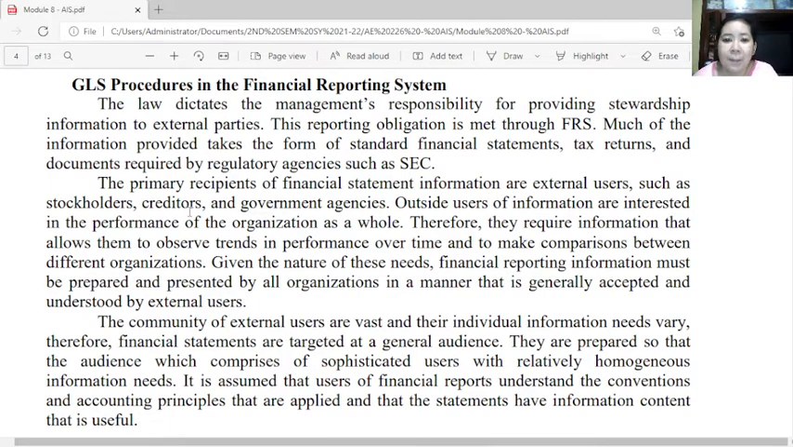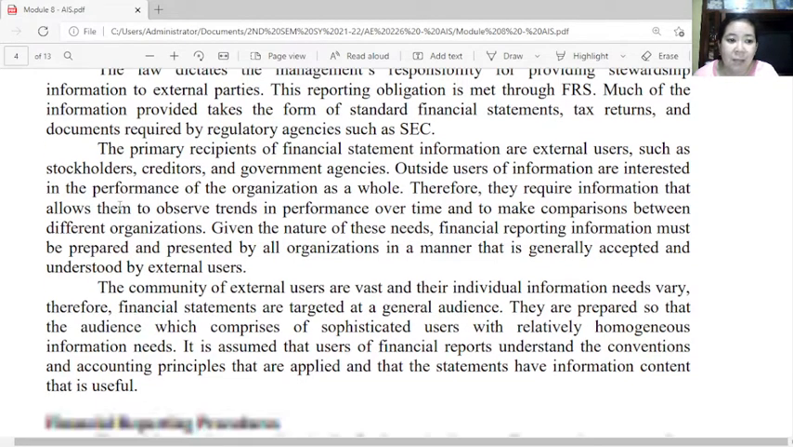Therefore, they require information that allows them to observe trends, especially in performance over time, and to make comparisons between different organizations, basically for sound economic decision making. Given the nature of these needs, our financial reporting information must be prepared and presented by all organizations in the manner that is generally accepted and understood. That's why we follow PFRS and the generally accepted accounting principles in preparing our financial statements.